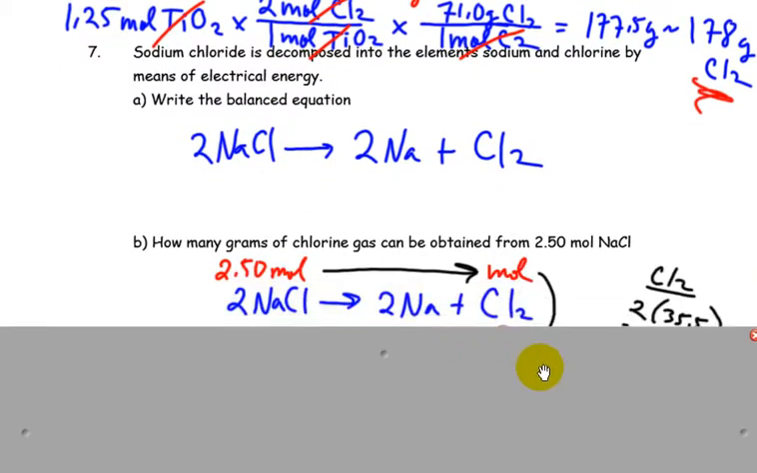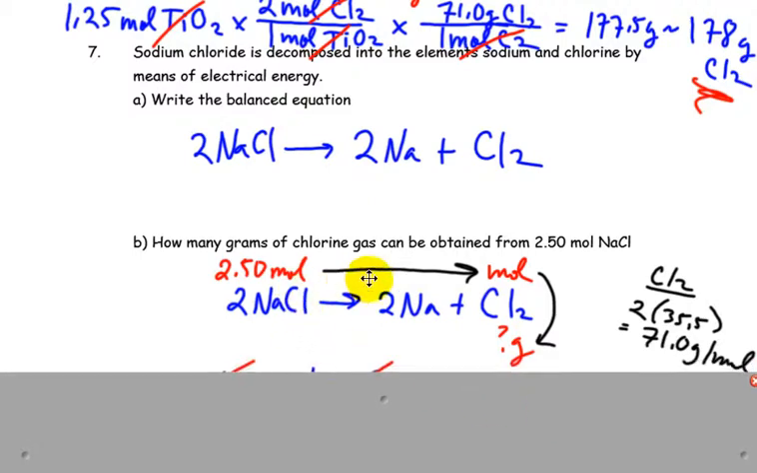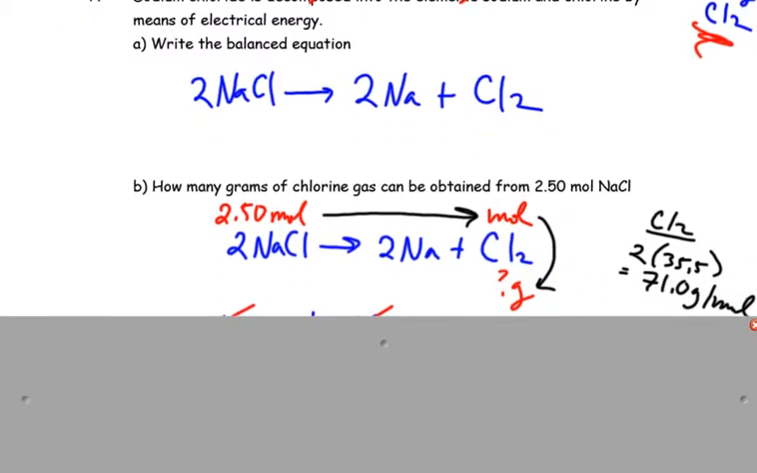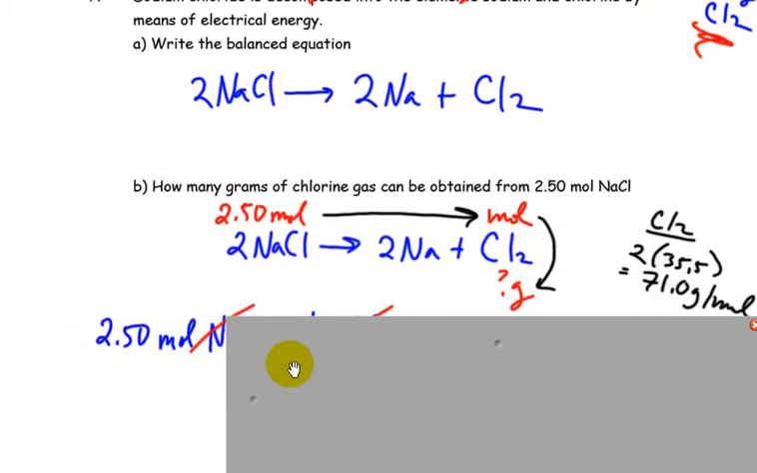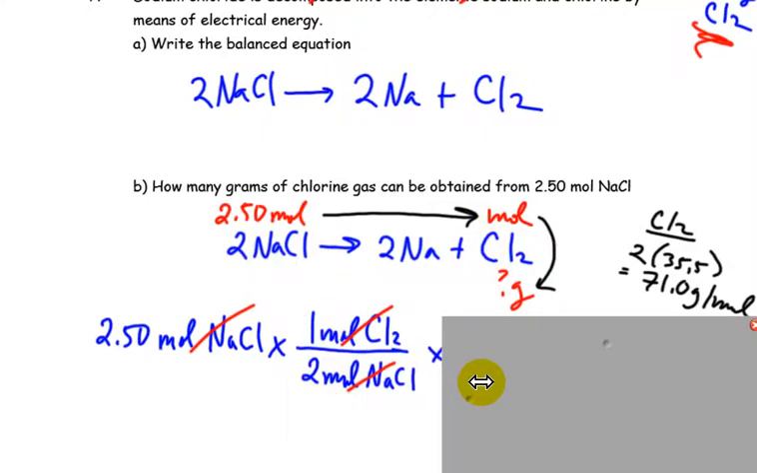So the scheme looks like this. We're starting off with 2.5 moles of sodium chloride. We're asked to find grams of chlorine gas. To go from one substance to another within the equation, it's a mole to mole conversion, and then from there, moles to mass. So, starting off with our 2.5 moles of sodium chloride, we can see 2 moles of sodium chloride makes 1 mole of chlorine gas. So if I was to stop right there, I'd end up with moles.